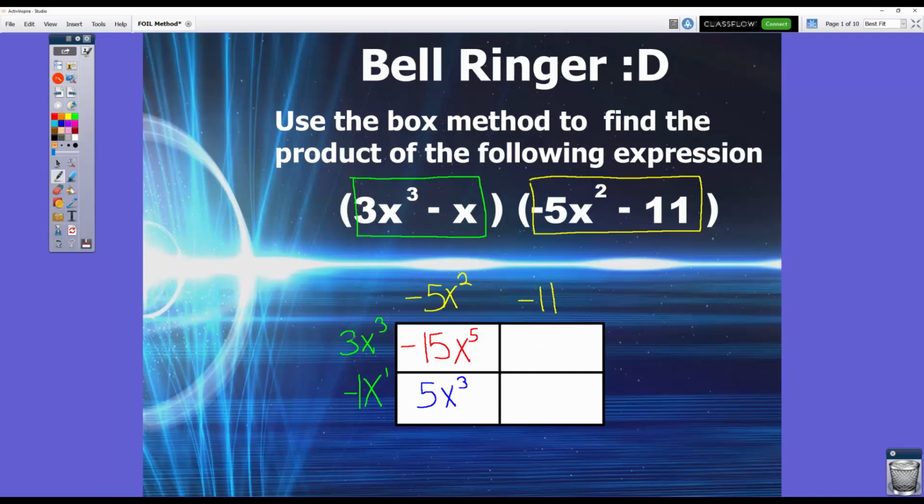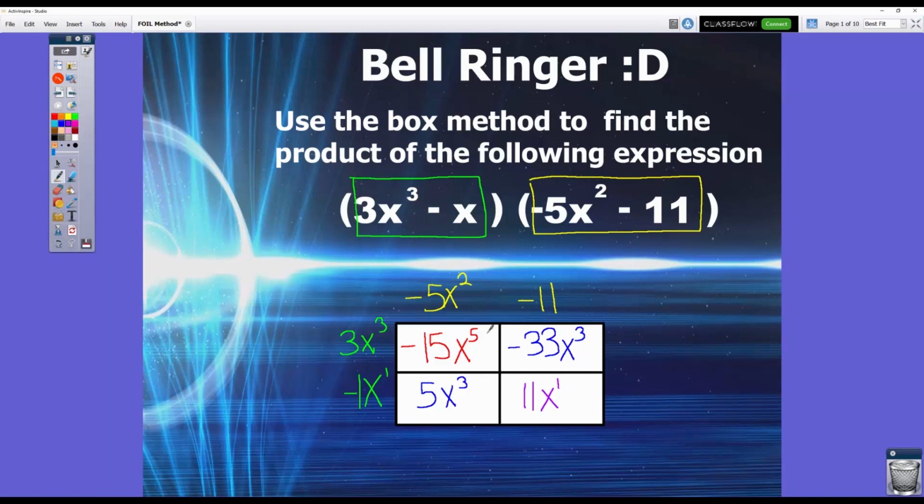Moving along up here, we get 3 times negative 11. That's going to be negative 33. And then this term does not have an x or a variable of any kind, so the x to the power of 3 just gets rewritten exactly the way it is, just like that. And we'll use pink. Okay, now negative 1, x to the power of 1 times negative 11. Multiply the coefficients, so negative 1 times negative 11 gives us positive 11. And then x to the power of 1 just goes in our answer exactly the way it is.